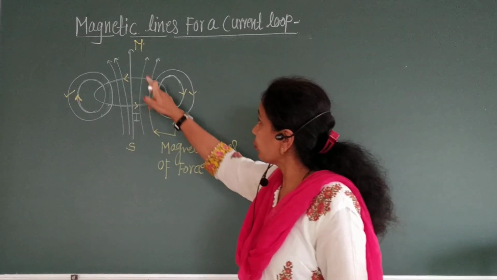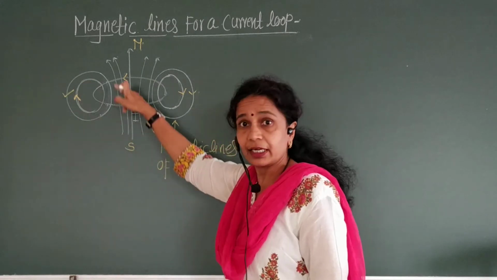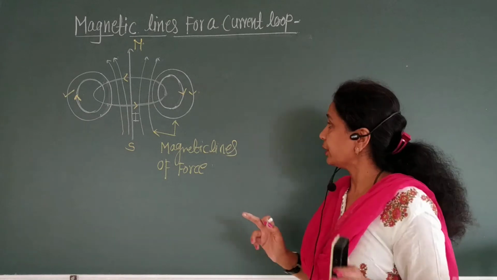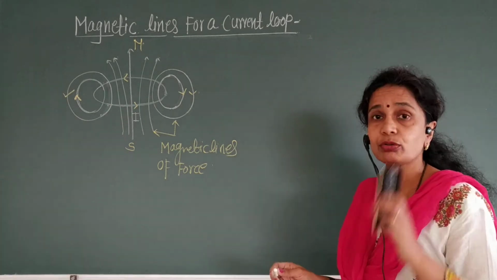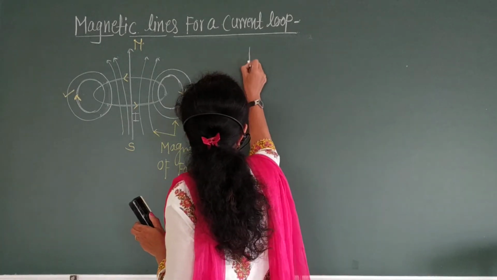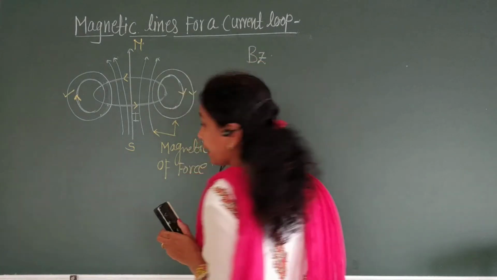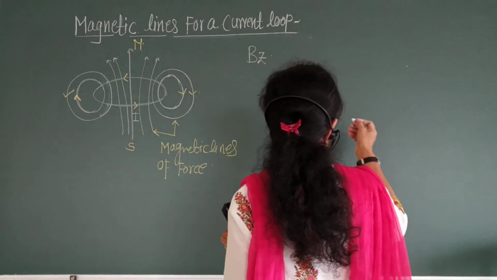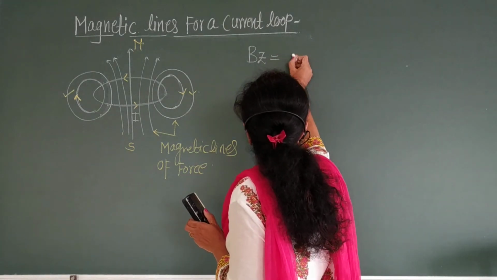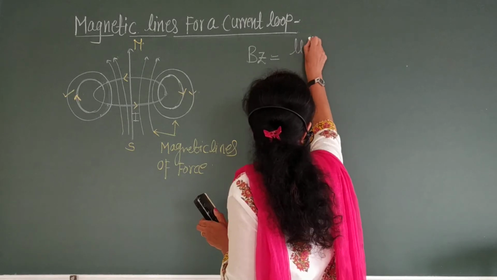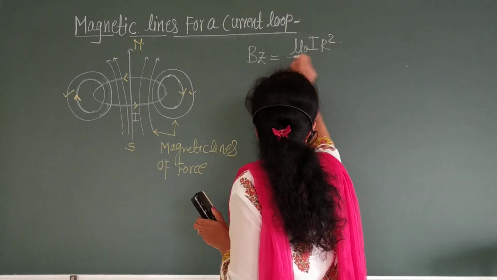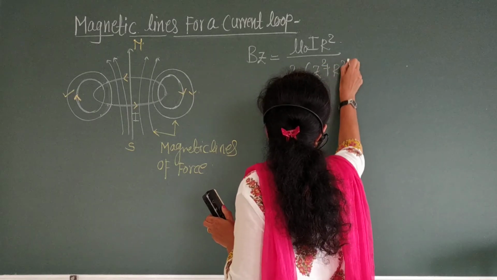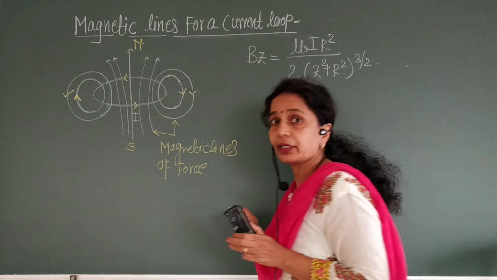Therefore, this is the magnetic lines of force in the clockwise direction and this is the anti-clockwise direction. Now, we have just seen the expression for the axial magnetic field due to a current carrying circular loop: Bz is equal to mu 0 I r square upon 2 times (z square plus r square) raised to the 3 by 2.